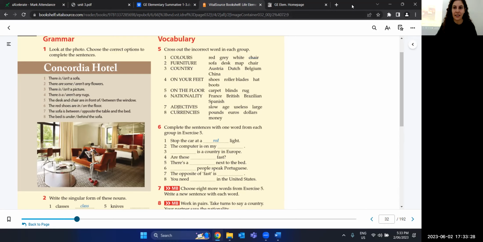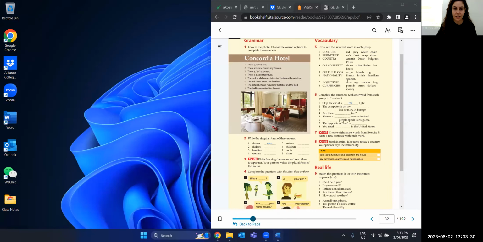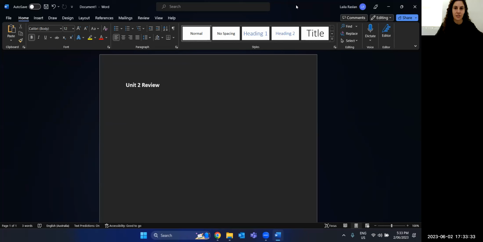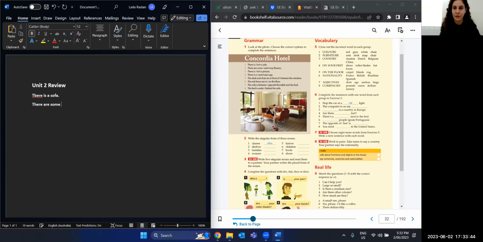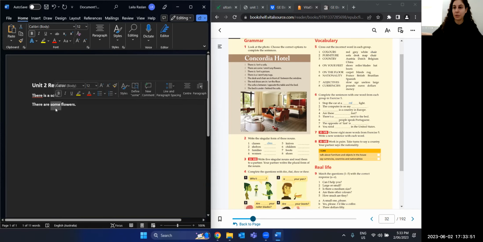Number 3, and I'll start writing these in our notes. So the first one, singular, there is a sofa. There are some flowers. So we never say, we use some only in the plural. We never say there is some flowers. There are some flowers, plural. Some is always plural.